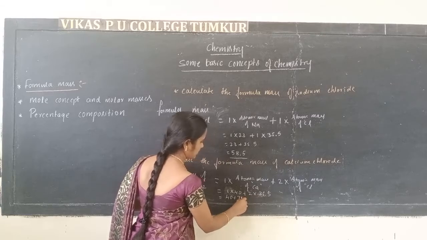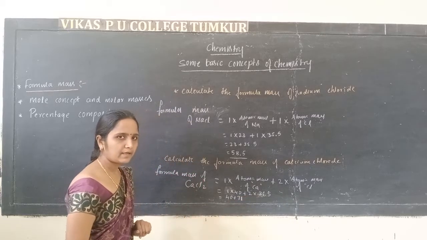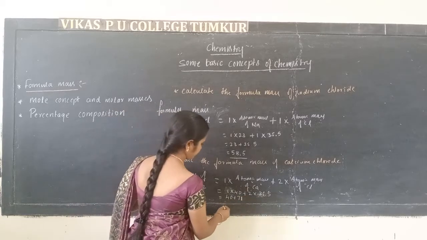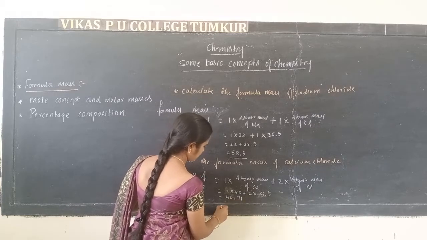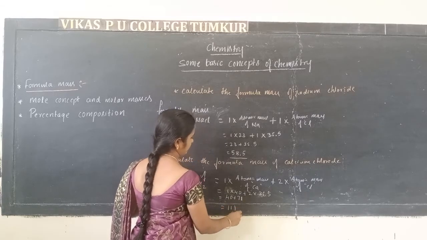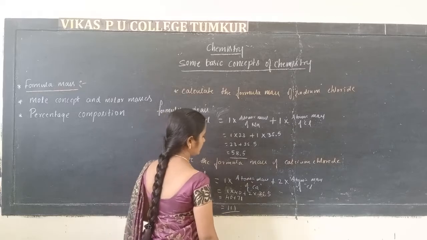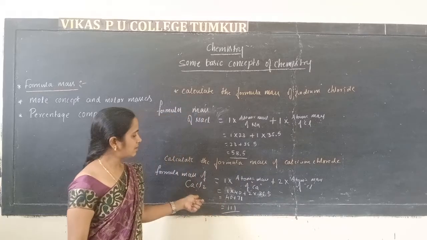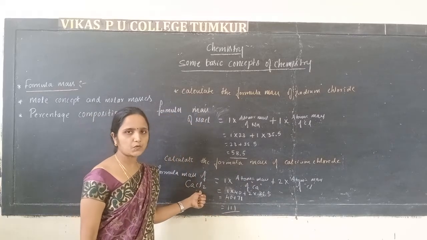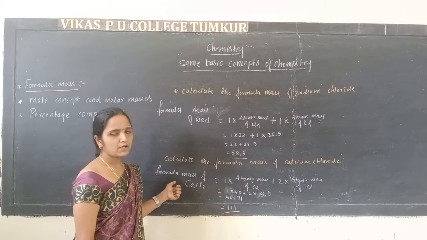You are going to get that 111. This is the formula mass of calcium chloride.